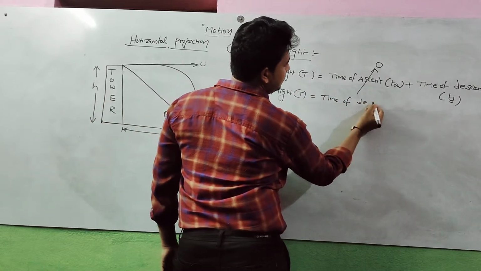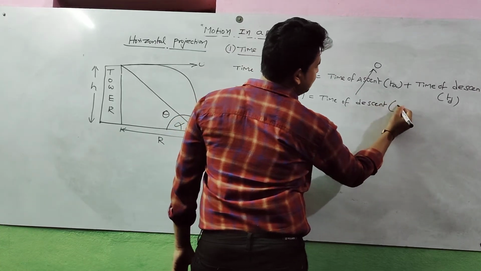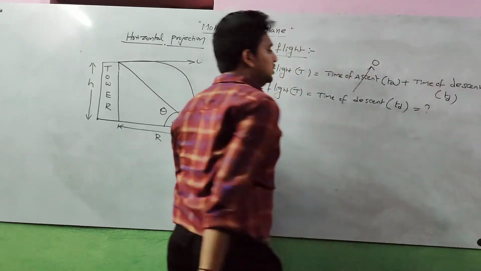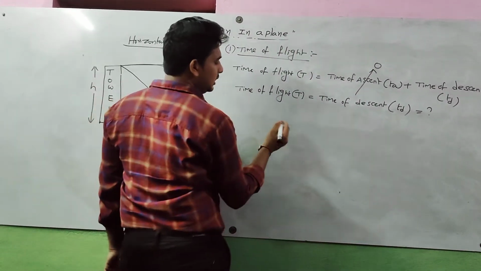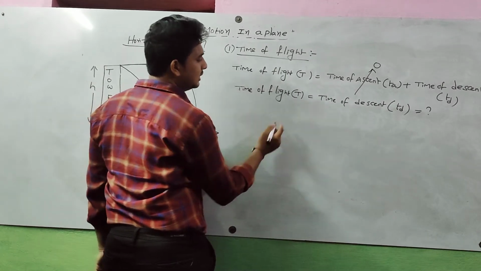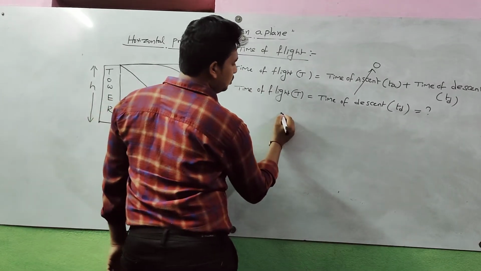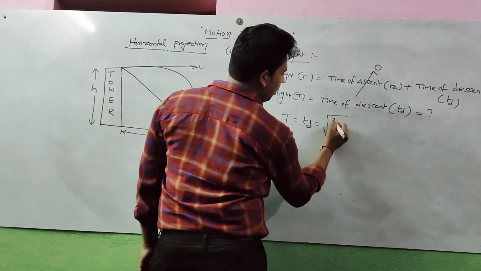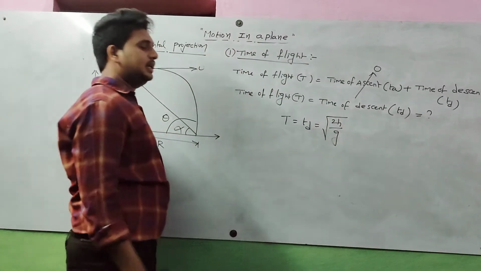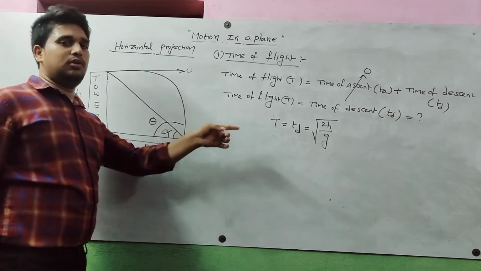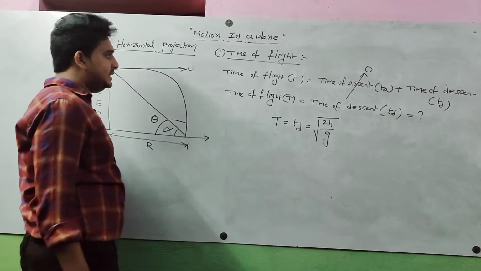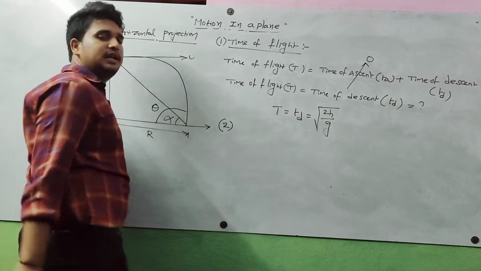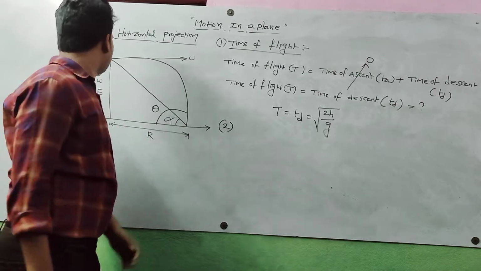Time of descent td. So how to find time of descent? A simple concept here. We know that time of flight t is equal to time of descent, which is equal to square root of 2h by g. So this is the time of descent formula: td is equal to square root of 2h by g. So time of flight we got.